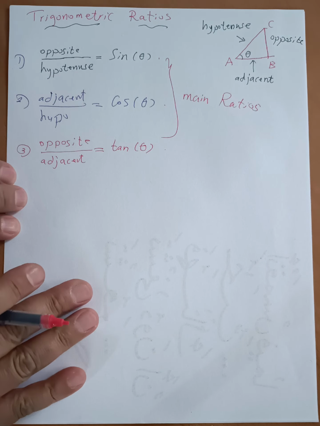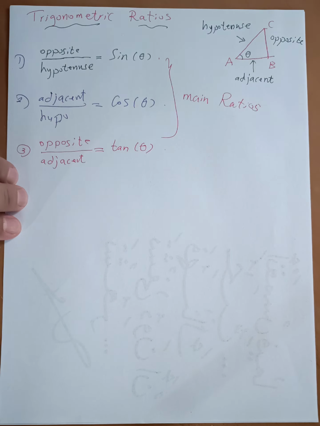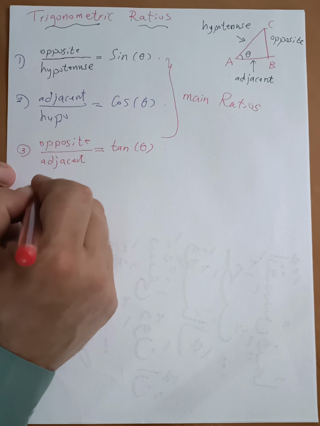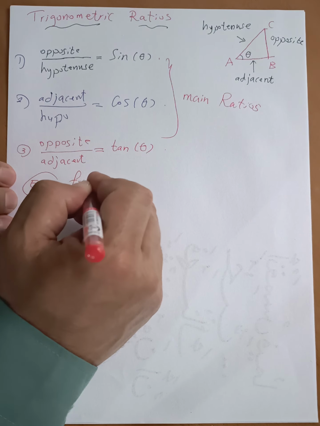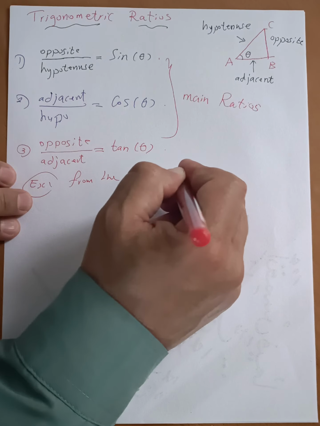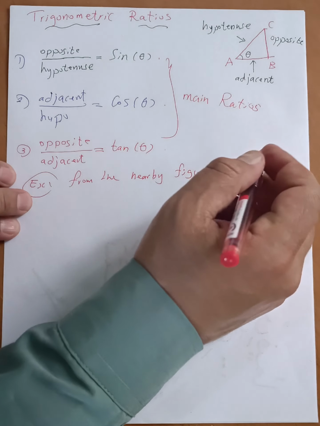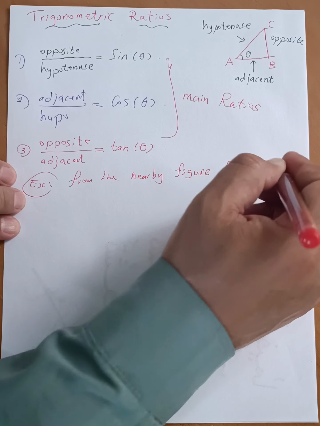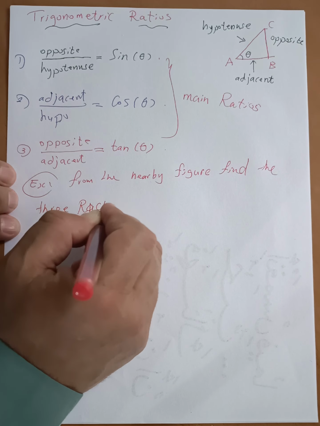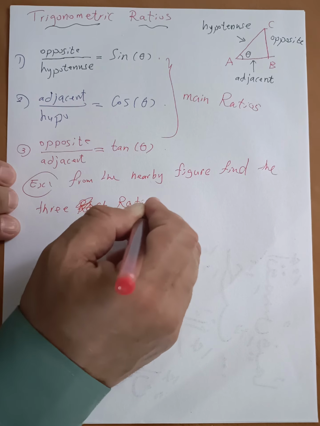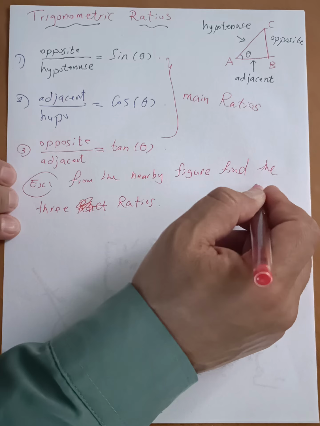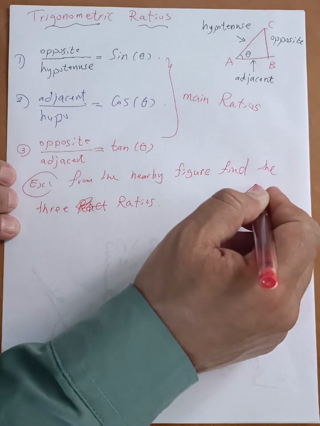Let's take an example about these ratios. Example number one. From the nearby figure, find the three ratios. Okay, he has just given me this question, and he has given me the figure, the nearby figure.